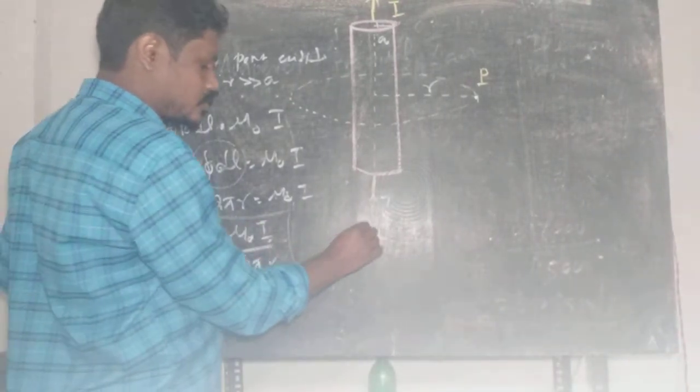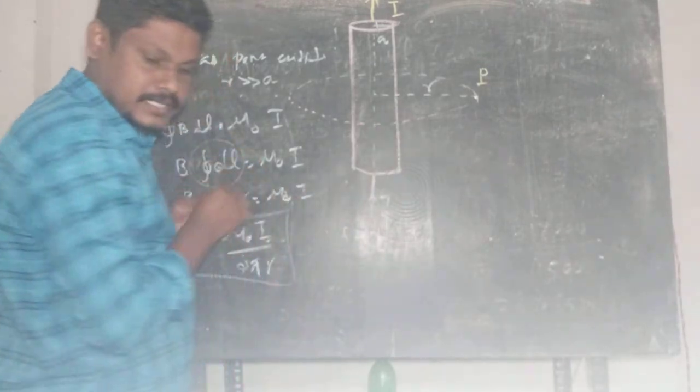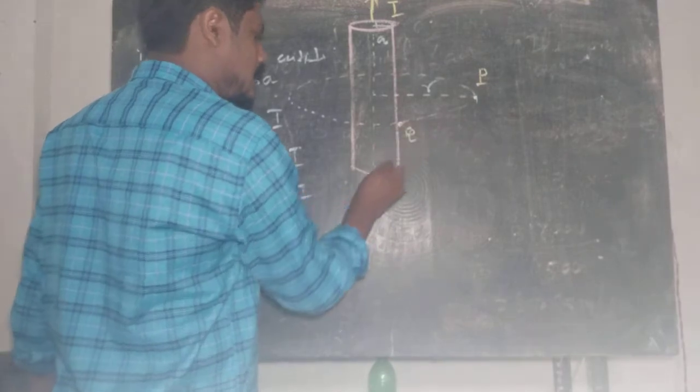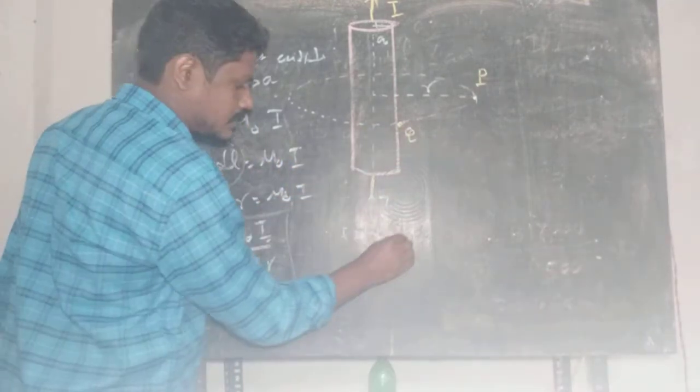Now case 2, when the point is measured exactly on the conductor. So the point Q is selected, it is on the surface.